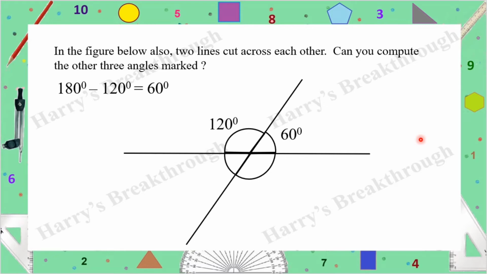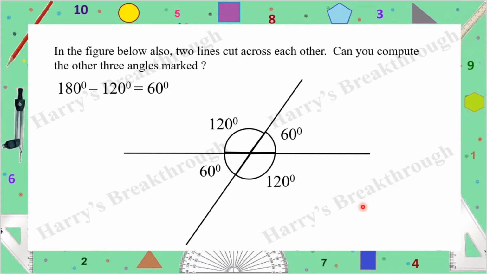And in the previous slide, we have done another problem like this. Here you can see a slanted line, and on the left side there is a linear pair and on the right side there is another linear pair. So here we subtracted this 120 from 180 degree, and you got 60 degree here. And on the right side, there's a 60 degree, so if we subtract this 60 degree from 180 degree, you will get 120 degree. Like that, we can find the four angles.